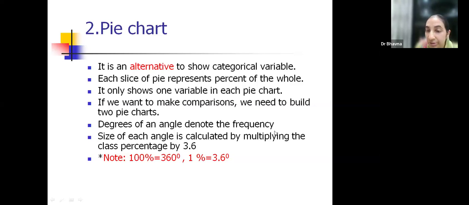Degrees of an angle denote the frequency. Size of the angle is calculated by multiplying the class percentage by 3.6, because if 100% is 360 degrees, 1% is 3.6.